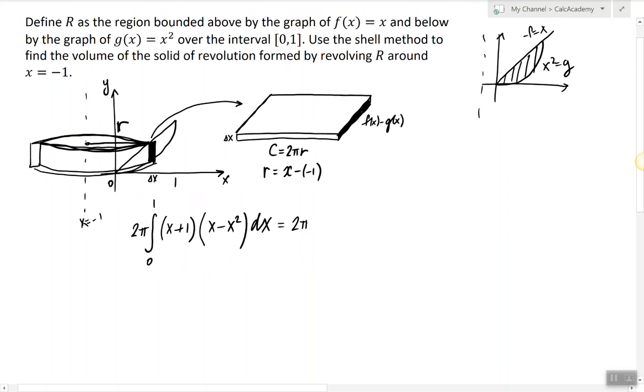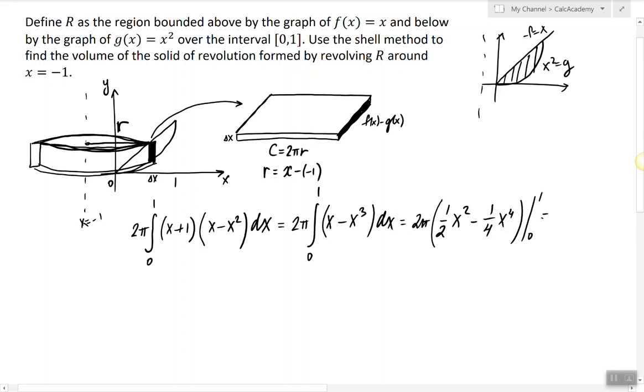So to integrate it, I'm going to distribute everything. So we have x squared plus x minus x cubed minus x squared, which is just x minus x cubed dx, and antiderivative of this will be 1/2 x squared minus 1/4 x to the 4, evaluated between 0 and 1. At 1, it's equal to 1/2 minus 1/4, and at 0 it's equal to 0. So the answer is pi. So the volume of such solid is exactly pi units cubed.